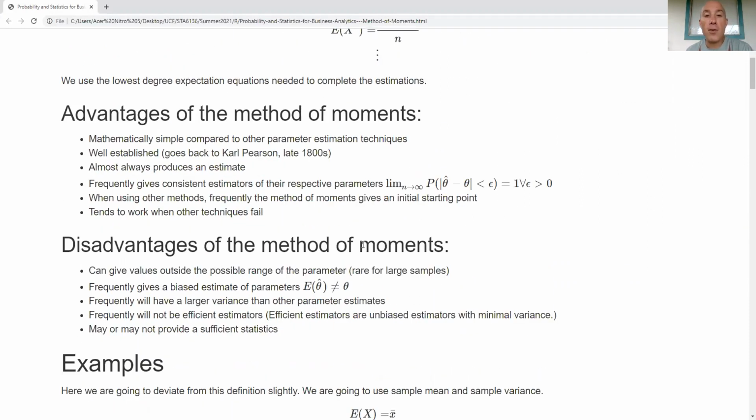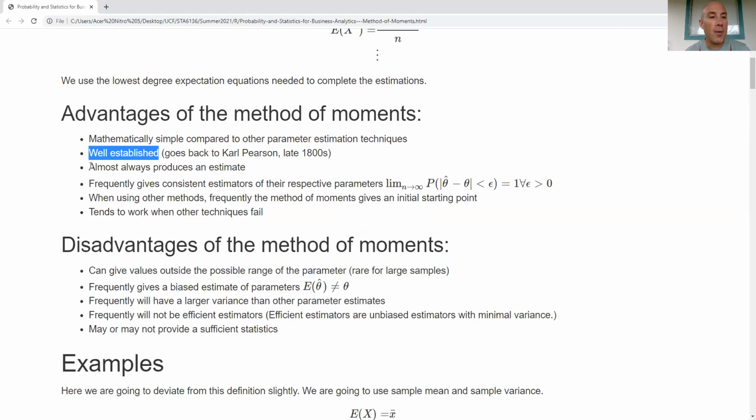Some advantages of the method of moments is that mathematically, it is simple compared to other techniques that we can be using. This is well established. It goes back to Karl Pearson in the late 1800s. It is well known. It is probably not the favored one. Maximum likelihood estimate is probably the most popular, but this is probably number 2 overall.